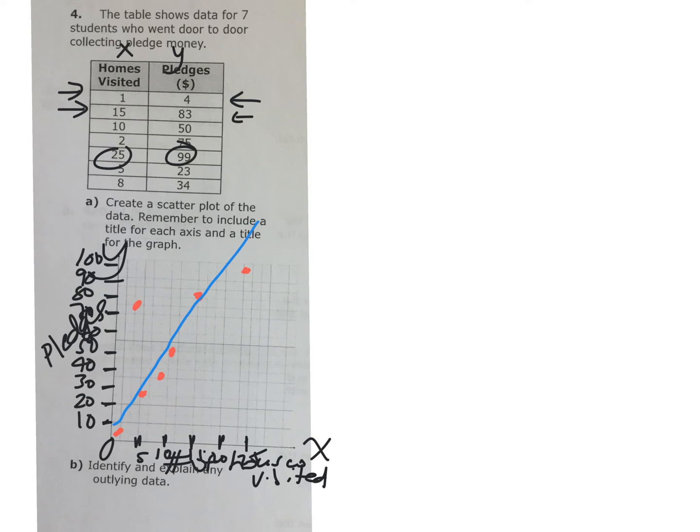Which point does not follow the trend? Please raise your hand and don't call out. Which point is outside of most of the data, outside the trend, I mean? Yes, this point here, I'm going to circle it. This is the outlying data. This point does not follow the trend.